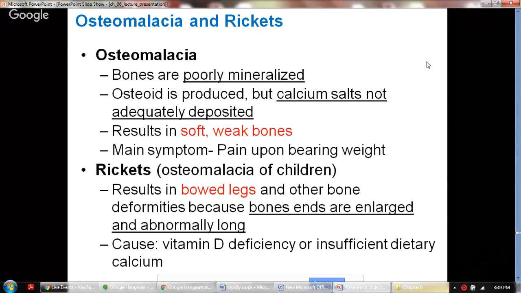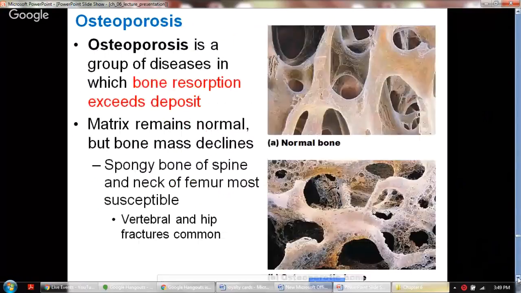Rickets is the osteomalacia of children, and this results in bowed legs and other bone deformities because the bone's ends are enlarged and they're abnormally long. The causes for rickets would be vitamin D deficiency or insufficient dietary intake of calcium.